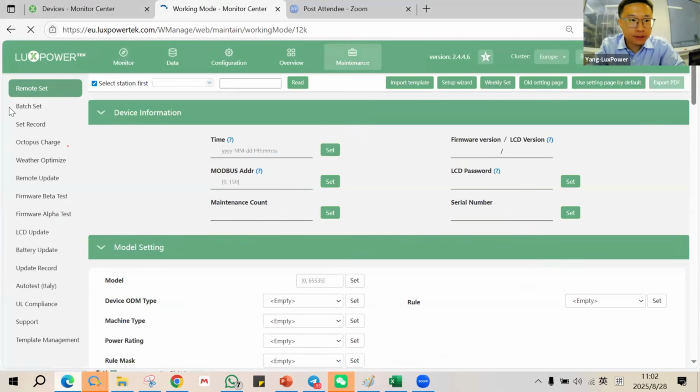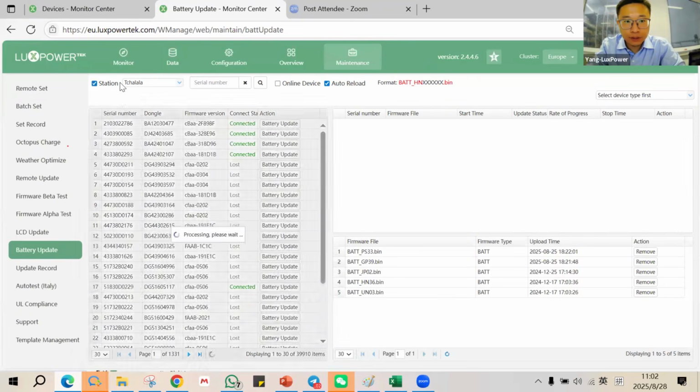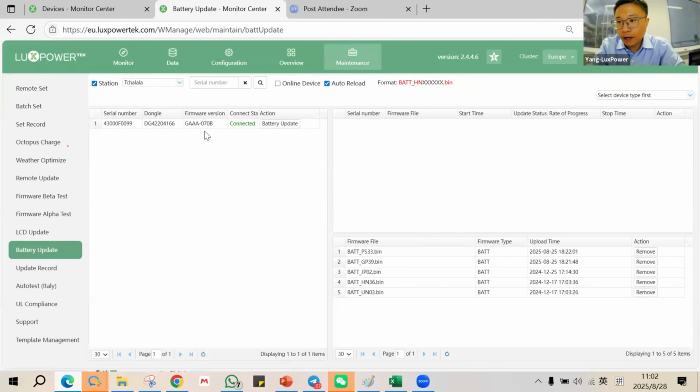I'm not sure if you have an installer account or a distributor account, but you can first try to do the battery update with your stations. Just make sure you have Power Gym Plus. If you use Power Gym Plus, you go here to choose the Power Gym, then click your devices and do the battery update. It will automatically do the battery update.